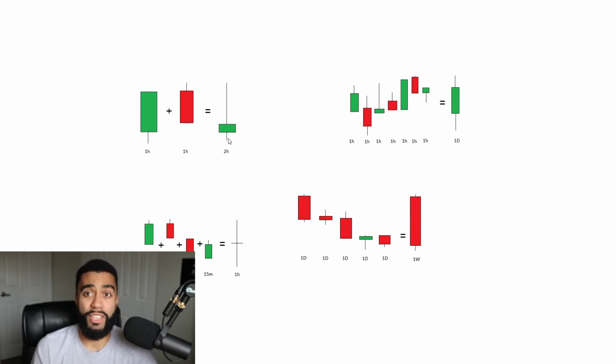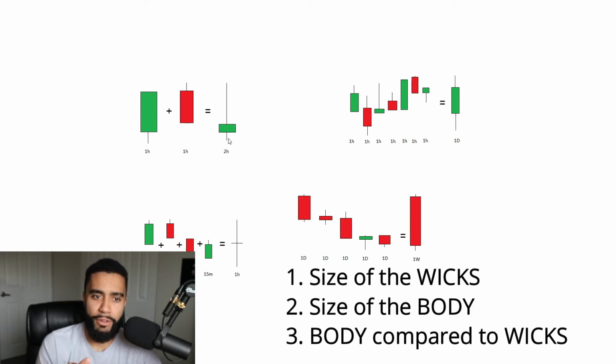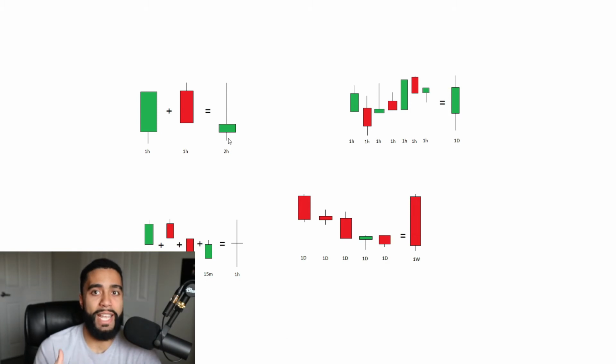So another thing you want to pay attention to is three things when it comes to each candlestick. How big are the wicks? How big is the body? And then lastly, you need to compare them against each other. So how big is the body versus the wick? Essentially, that tells you something, and I'll get into that as we go on further in this video.